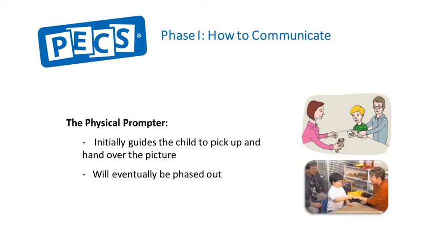Initially, the physical prompter will need to guide the child to pick up and hand over the picture. But by the end of phase 1, you are eventually able to phase out the physical prompter so that the child is spontaneously requesting using the 3 stages: pick up, reach and release.